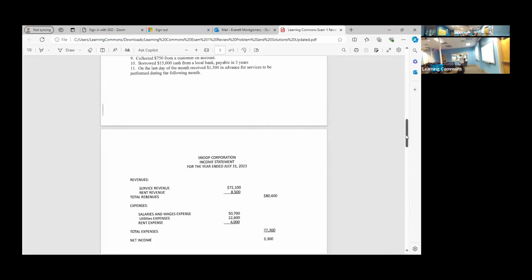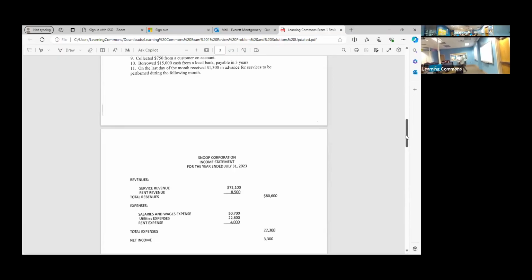Now, it's not the same for the balance sheet. I'm gonna show you the balance sheet when we get to it. It's not the same because the income statement is done over a period of time. We're looking at it from this period to this period. That's all we're looking at with the income statement. So in this case, we have total revenues of what, y'all got? 80,600? Yeah. And you know that they break them down into service revenue and rent revenue.